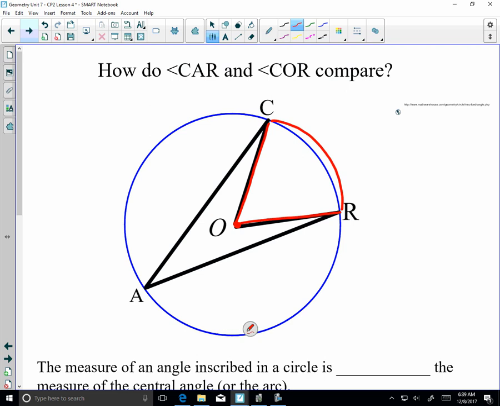Now what we have is what we call the inscribed angle. Okay, an inscribed angle is using the same two endpoints as far as an arc goes, but the vertex of the angle goes to the other side of the circle. Now we can tell visually that angle CAR is smaller than angle COR, and all we have to do is figure out, okay, it is smaller, what's the relationship between the two? So what I'm going to do is draw a really quick angle CAR, so we can take this and put it into the other angle.